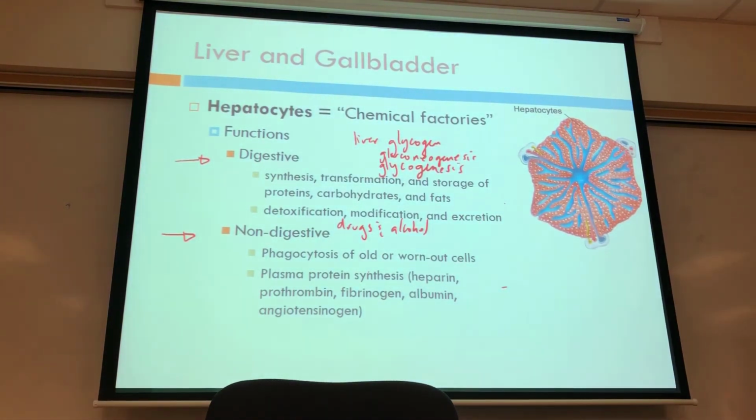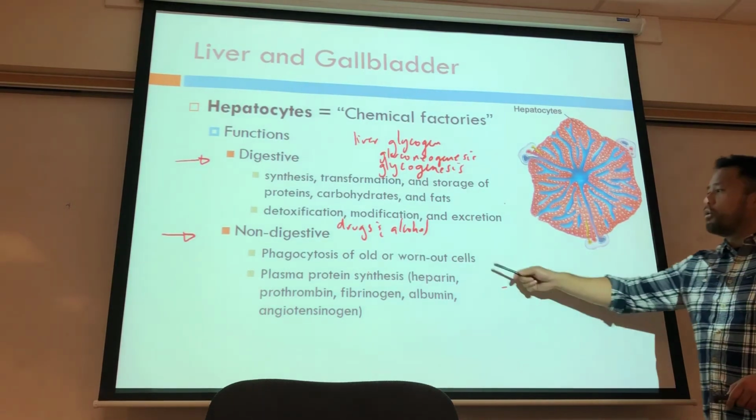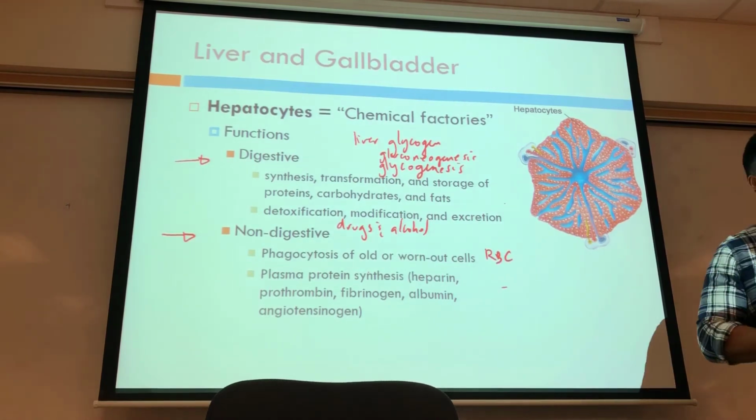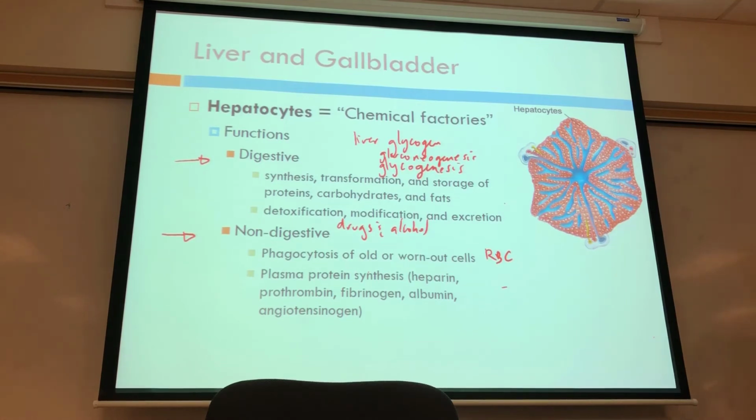The non-digestive function is the phagocytosis of old or worn out cells. What worn out cells are we talking about mainly? Our red blood cells. Our red blood cells, as you remember, have about a 100 to 120 day life cycle. They don't have mitochondria, they don't have any nuclei, so they can't regenerate their own cells, they can't repair themselves. After about 100, 120 days, they live out their life cycle, and we're not going to just dump red blood cells out of our body, we're going to want to break that down.